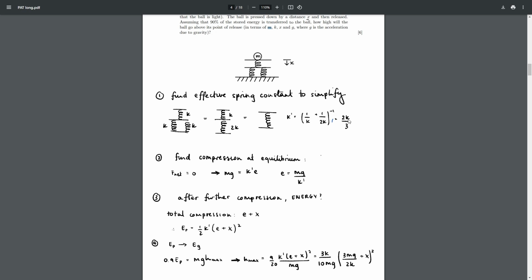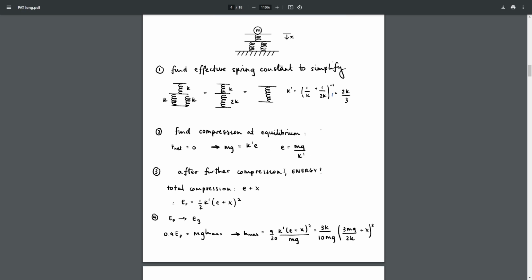which is 2k over 3. And now what we need to realize is that this ball is actually going to compress a little bit just by being on top of the springs. So we need to find that compression, and we say at equilibrium there's going to be no resultant force on it, so its weight is going to be balanced by the spring force, k prime e. That means that the equilibrium extension is going to be mg over k prime.